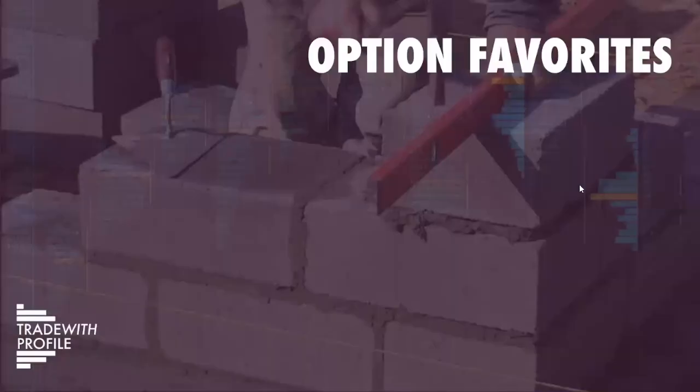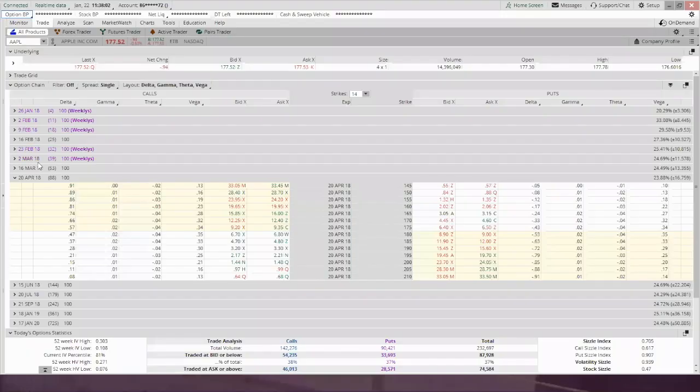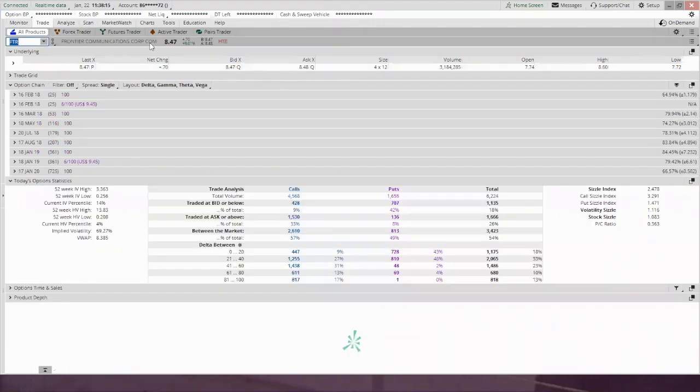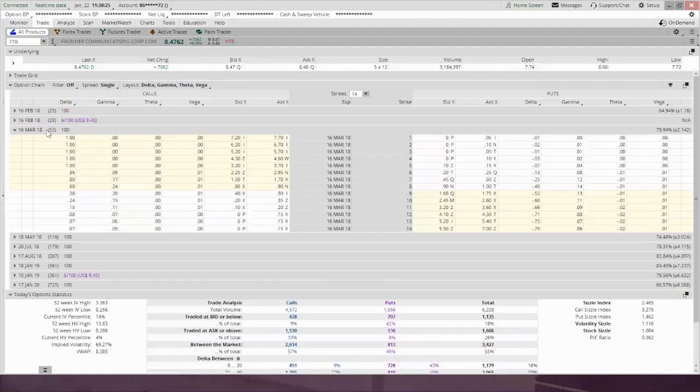Now, I do want to point out a couple option favorites that I look for whenever I'm looking to express an opinion. One is called selling cash secured puts. So let's look, for example, at Frontier Communications trading at $8.47 per share. Okay, let's say I want to own Frontier Communications, and I want to go out about 53 days.